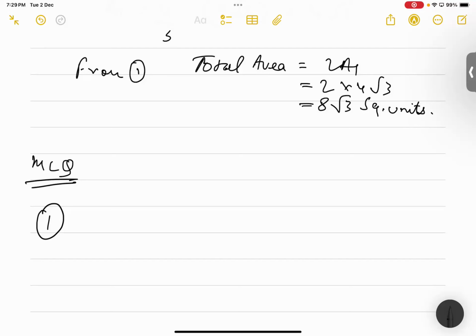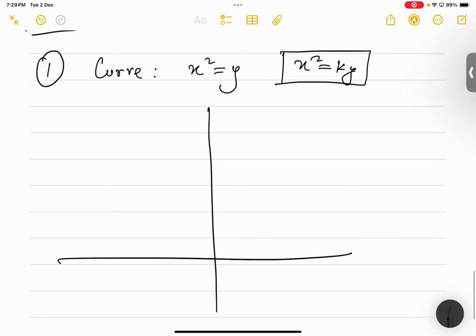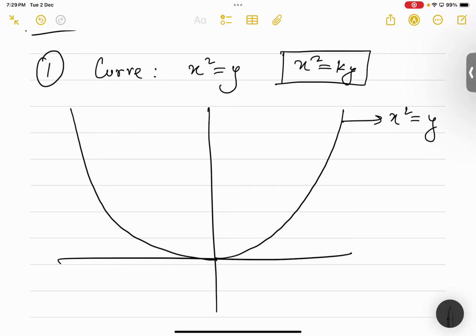Yeah. So, first MCQ, what is a curve? X square equal to y. What kind of curve is this? X square equal to ky. Okay. So, first diagram. Okay. So, this curve is x square equal to y. Now, which lines are given? X is equal to 1 and x is equal to 3. So, this is origin. What is x equal to 1?